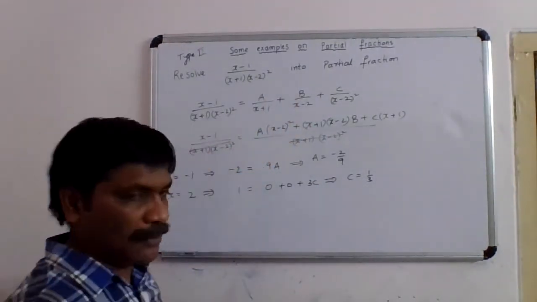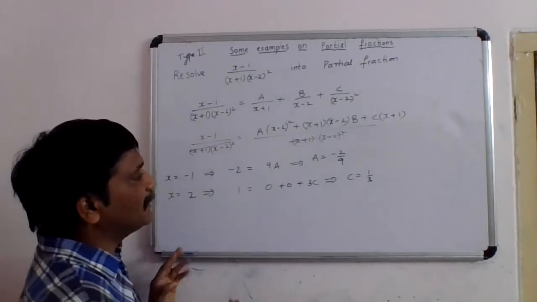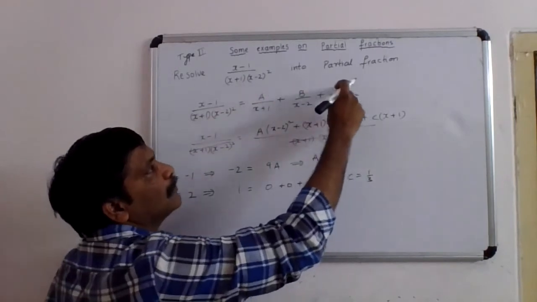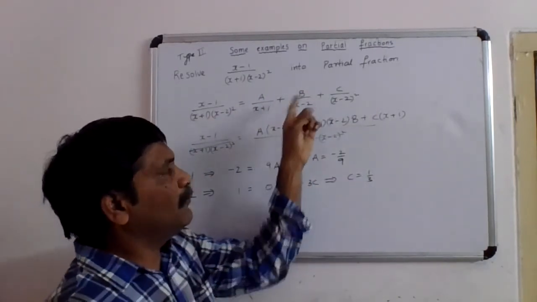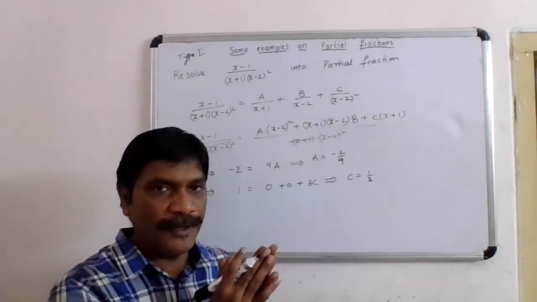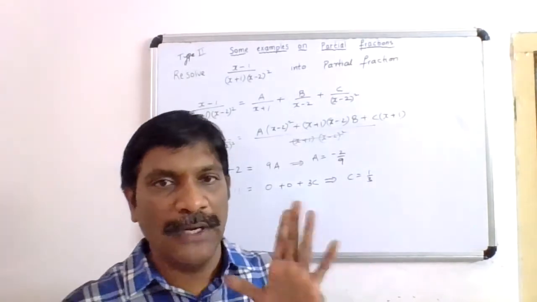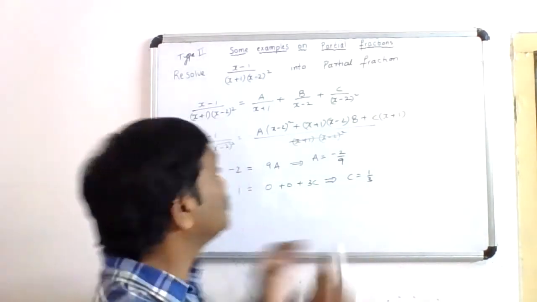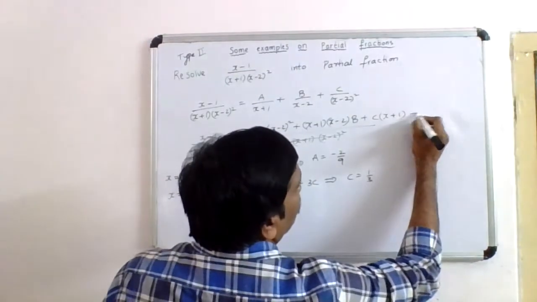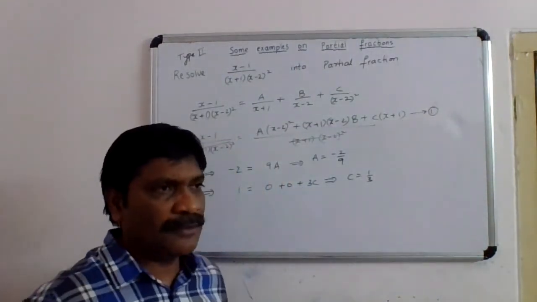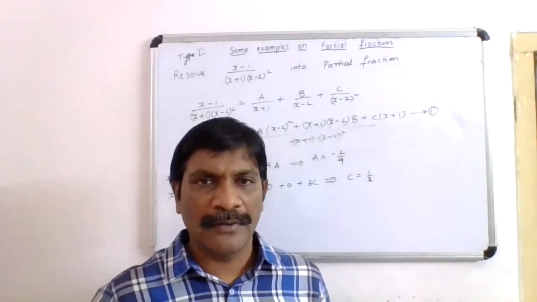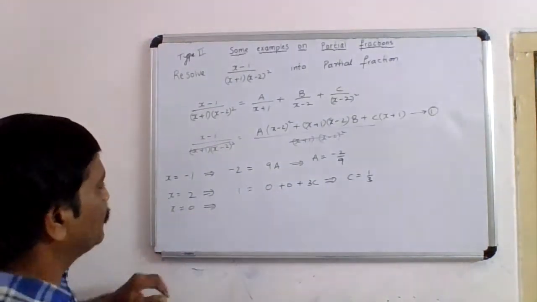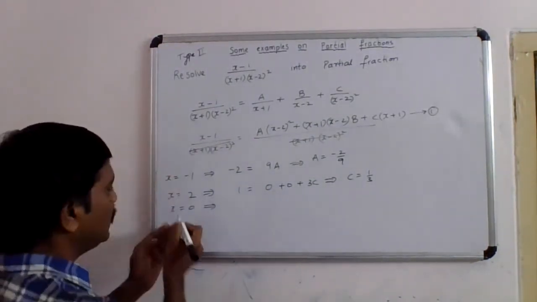All factors are over. So with these factors, we got two constants a and c. I got this value, I got this value. Only one value is left. So if we got all values except 1, in that case, you put x is equal to any number in this equation. Any number means generally we take a very simple number. I take x is equal to 0. You take any number other than these two. So I'll take x is equal to 0.